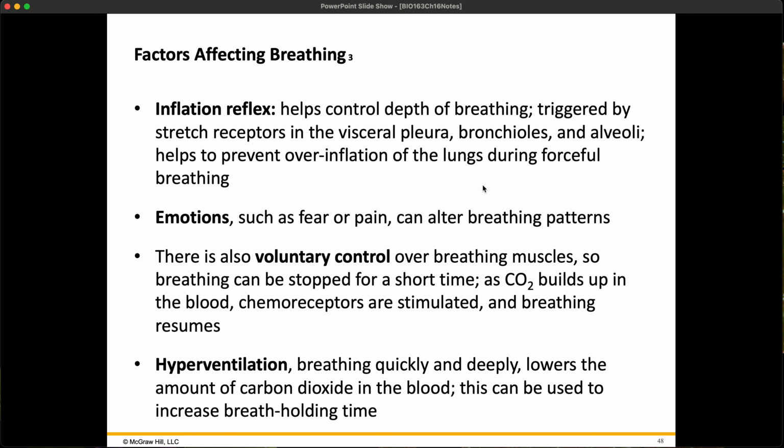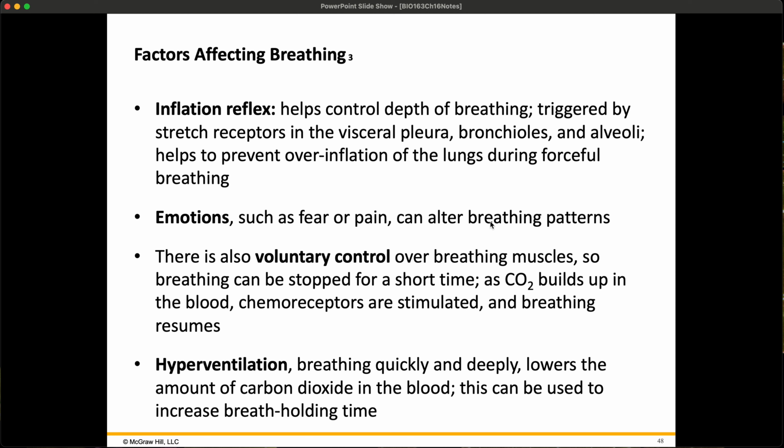All right, so other factors for affecting breathing besides just your chemoreceptors. There is the inflation reflex. This makes sure that you don't overinflate the lungs. If you ever take a really deep breath, you take a full breath, and it hits a point where you're like, oh, okay, I have to exhale now. That's the inflation reflex. It's baroreceptors, stretch receptors in the visceral pleura, the bronchioles, and the alveoli, making sure that you're not overinflating during forceful inhalation.